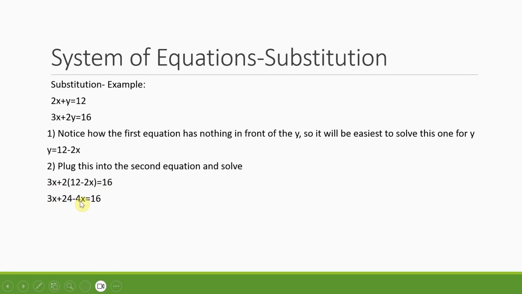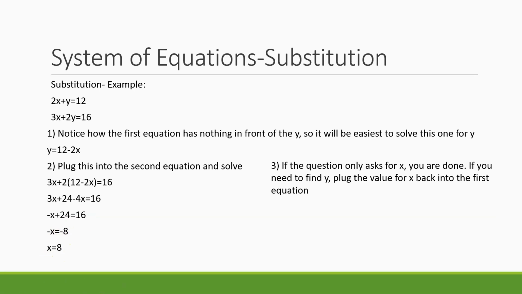Now I have two x terms, so I'll combine them. 3x minus 4x is going to give me negative x, and then I still have plus 24 equals 16. Now I'm going to subtract the 24 from both sides. That gives me negative x equals negative 8, or x equals 8. So there we go. We have the x value. So, important thing to point out here, if the question's only asking you for x, you're done. It's 8. You don't need to worry about solving for y.